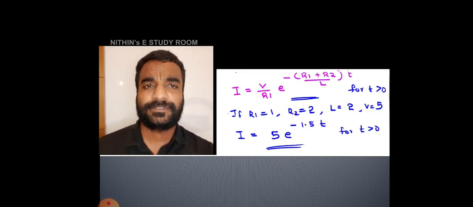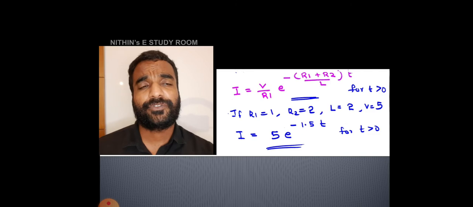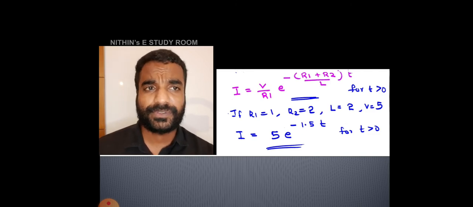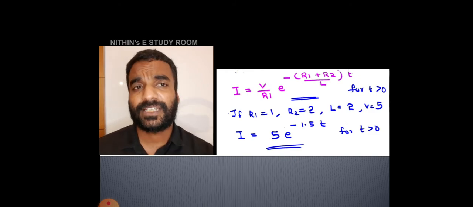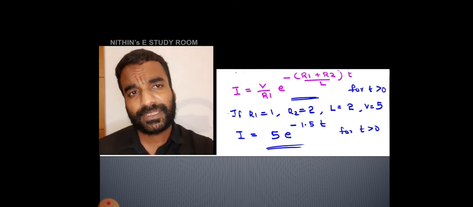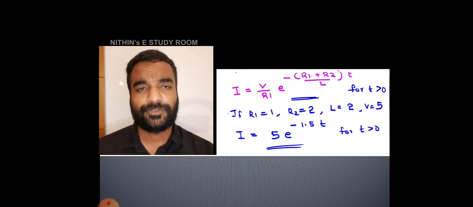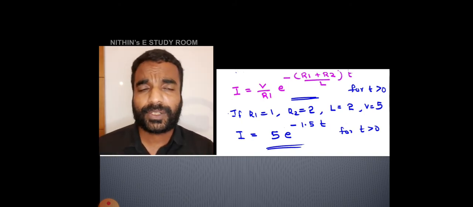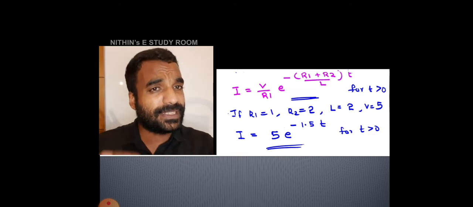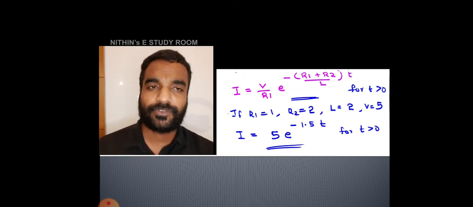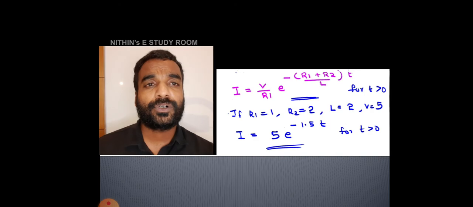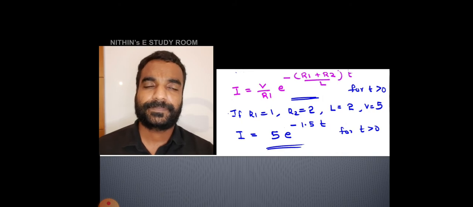So this is the answer. Suppose in that question, you are given R1 is equal to 1, R2 is equal to 2, L is equal to 2, V is equal to 5. Then also you can proceed in this method and finally substitute those values, or otherwise you can do with the values from the initial step itself. That will also work fine. If you are substituting in the final answer, you will get 5 into e raised to minus 1.5 t. Please check that.